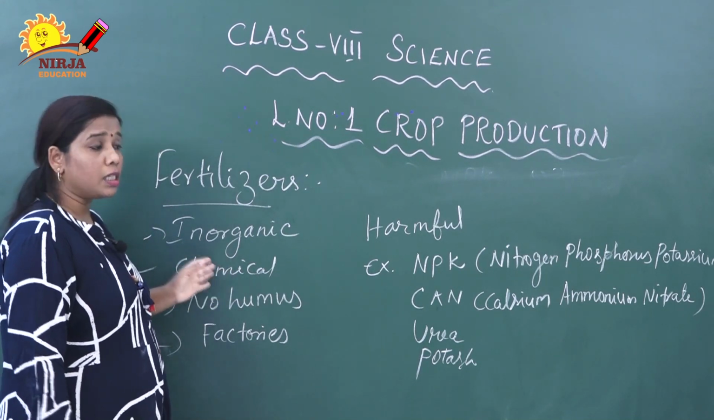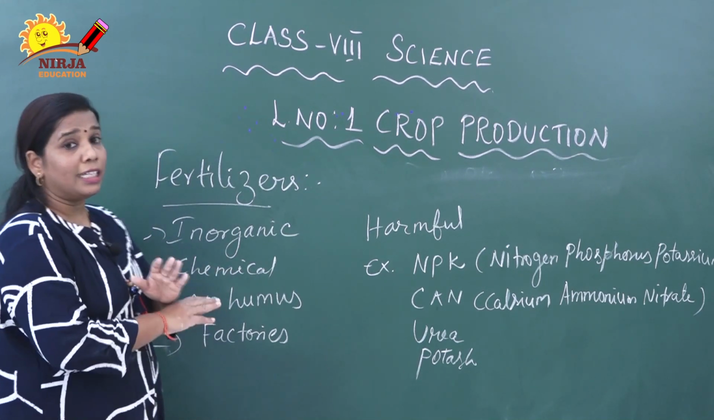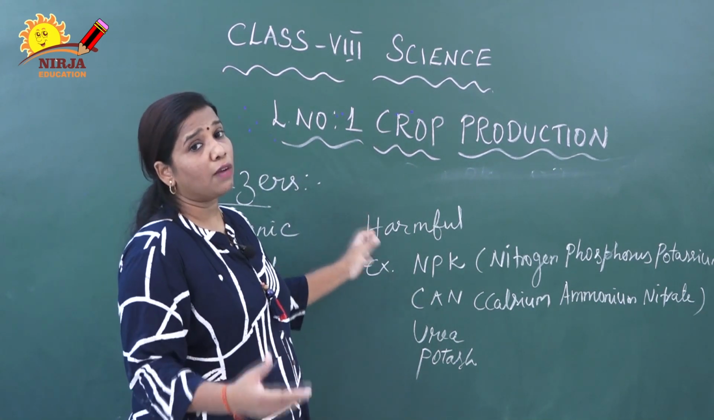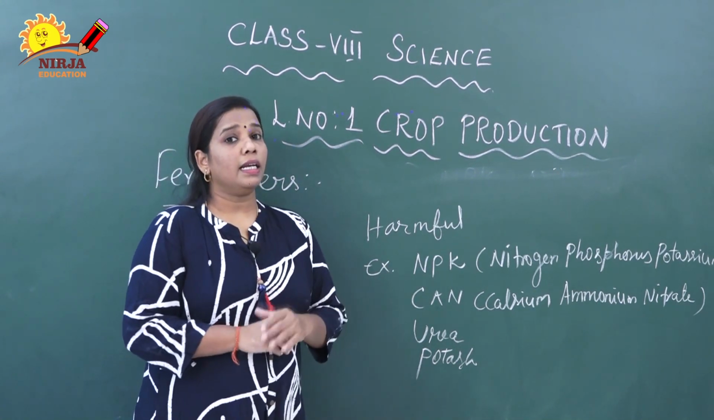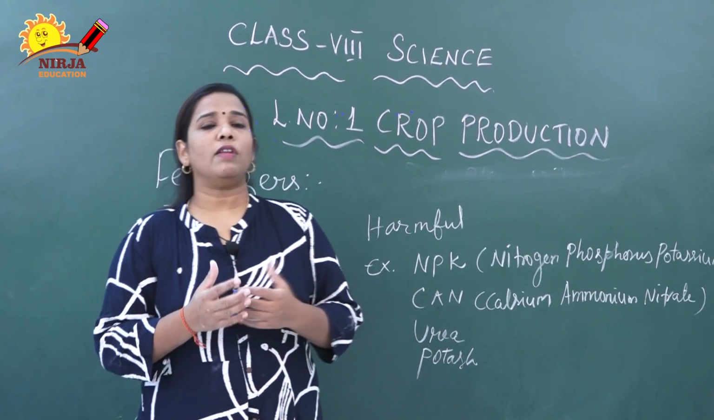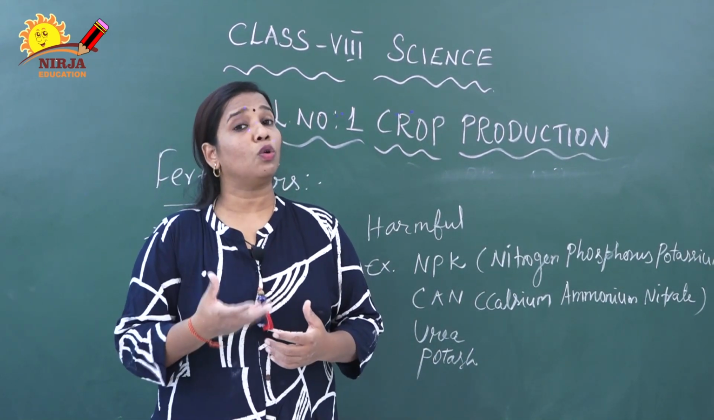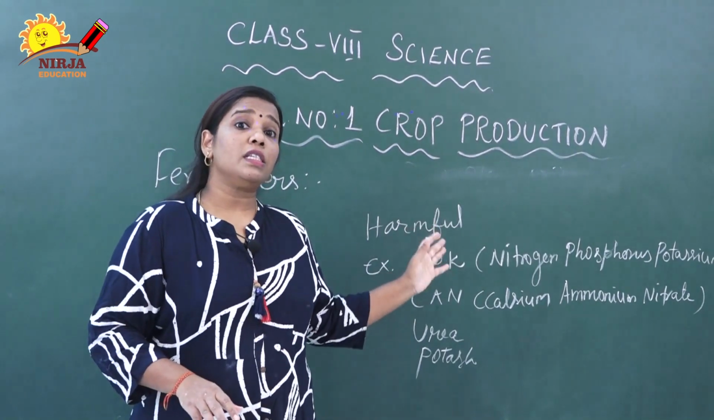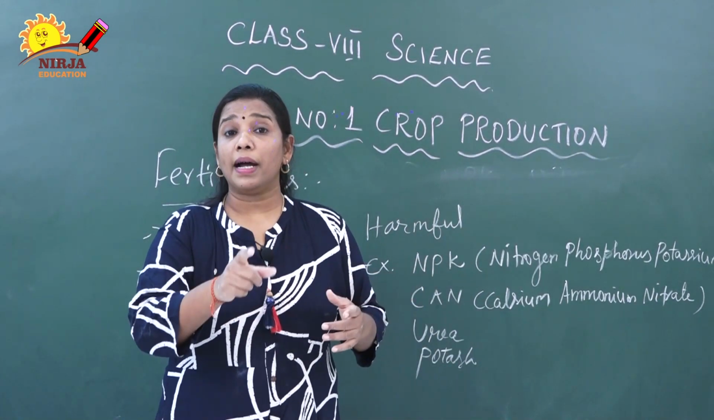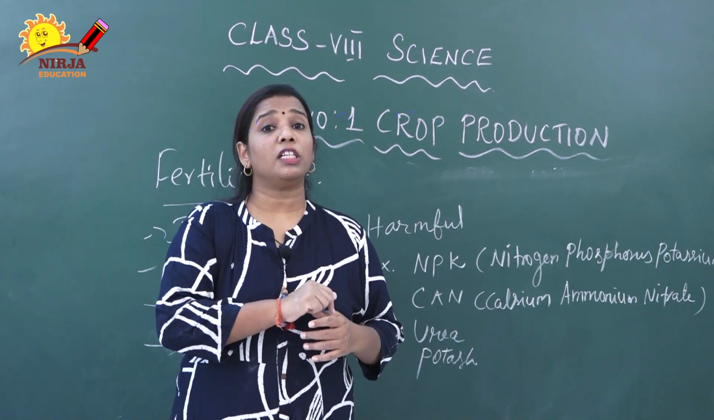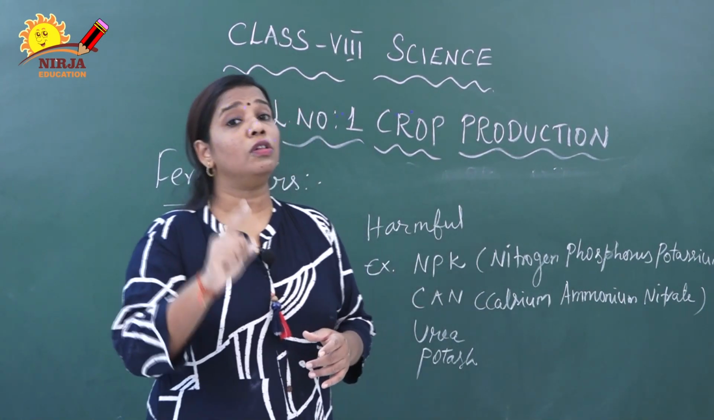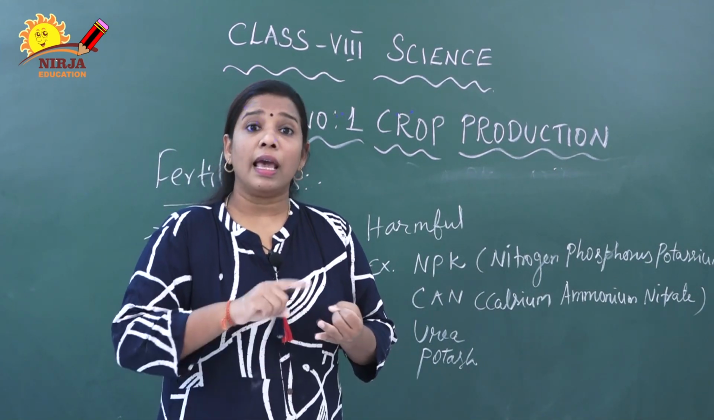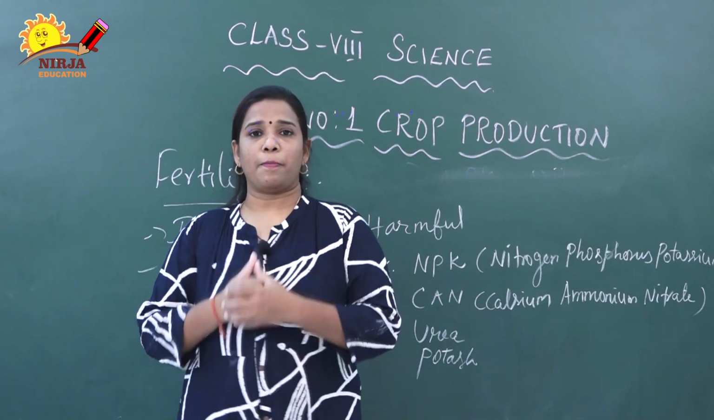Now, as I already told, fertilizers are inorganic substances, made up of full chemical substances. They are prepared in factories, they do not contain any humus, and at the same time they are harmful to the environment also. The advantage is that it gives more growth to the plant. When we add fertilizer, it gives more growth than manure. Manures give slow growth, but fertilizer gives very fast growth. But the disadvantage is that it is very harmful to the environment. It pollutes water, air, land, etc.